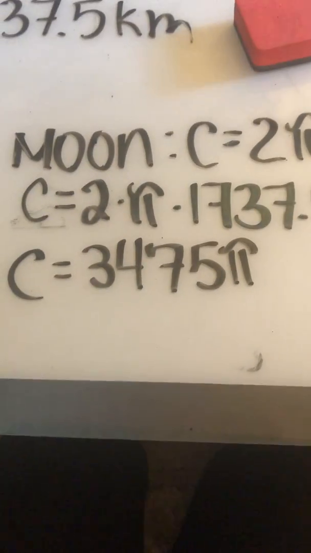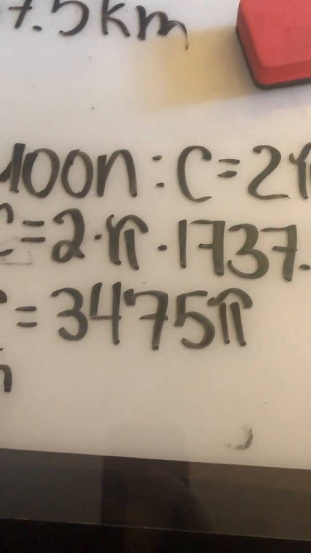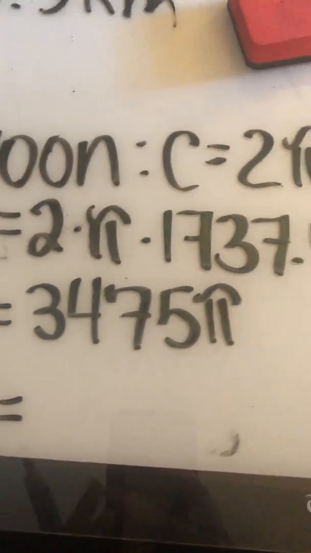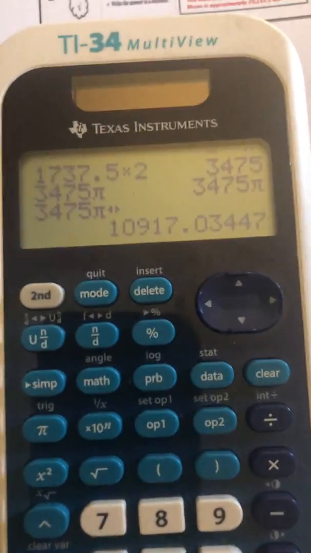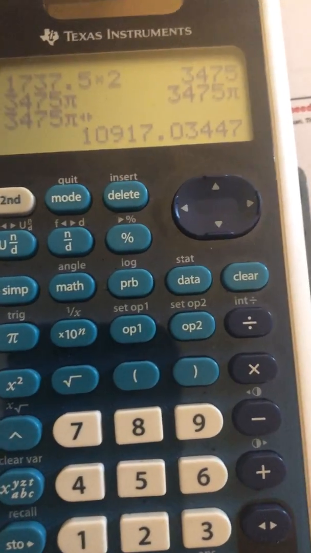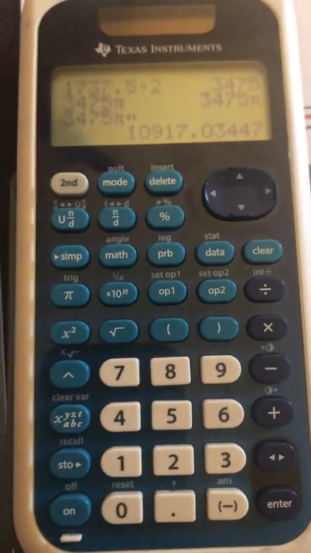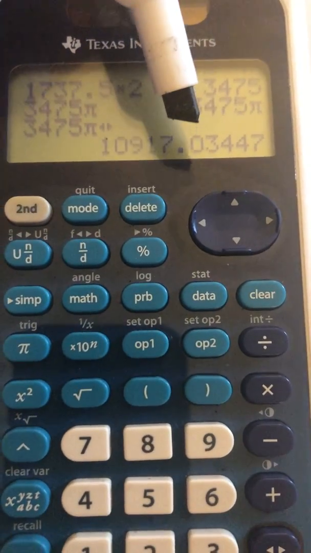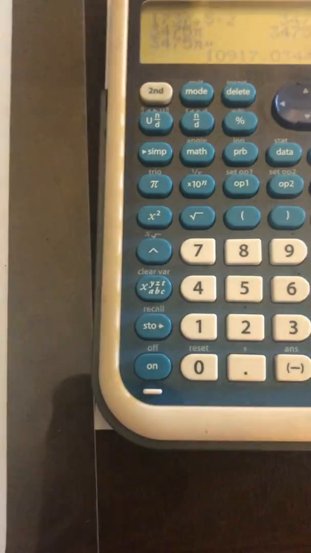And I bring down my pi. So now this is my answer in terms of pi, but again, that's not what they were asking us for. They were asking us to round to the nearest tenth. So I'm going to now do that. I'm going to do 3,475 times pi. And that answer would be 10,917. And again, we're rounding to the nearest tenth. So in the tenths place, it's 0. Next to it is a 3. So we would just stay at 0.